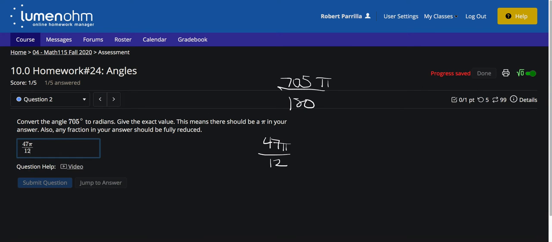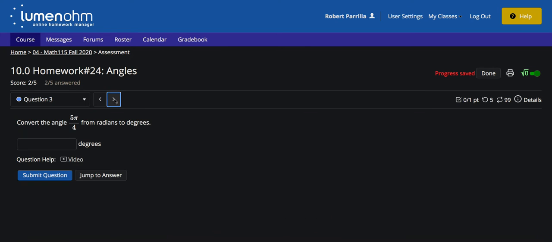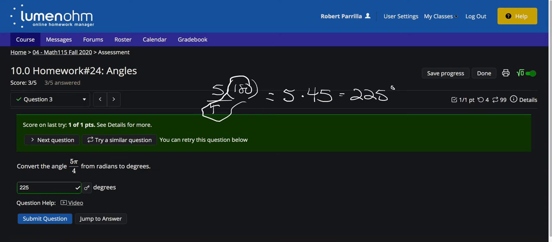Divided by 12, and we're going to get that right because it's really not hard. Question number 3. Okay, we're going to convert that. This is easier, as I said before, because all I need to do here is take 5 pi over 4, replace pi with 180, and do 180 divided by 4, and we know before that's 45 degrees. So this becomes 5 times 45, and 45 times 5 is 225 degrees, just a simple calculation, and we're going to put that in. So 225 degrees. Okay, we're good.